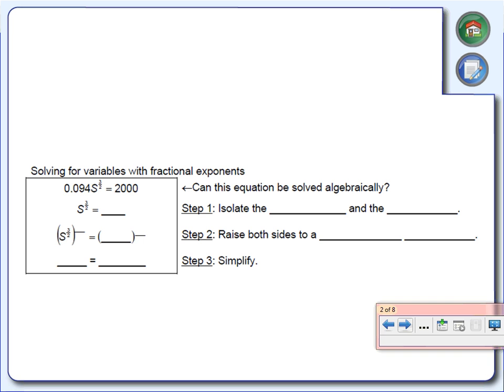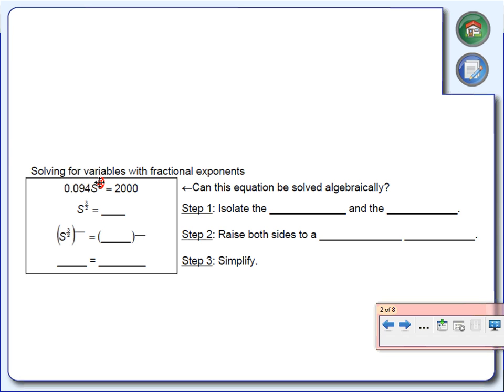This equation that they gave us, 0.094s to the 3/2 power is equal to 2,000. If I were to get rid of this exponent right here, just pretend it's not there, and I gave you the equation 0.094s is equal to 2,000, what would I need to do so that I can solve for the s? Divide by what? Right, 0.094. So let's do that.